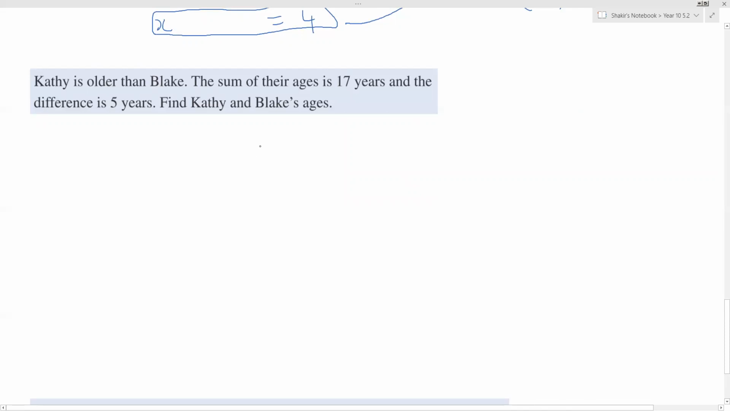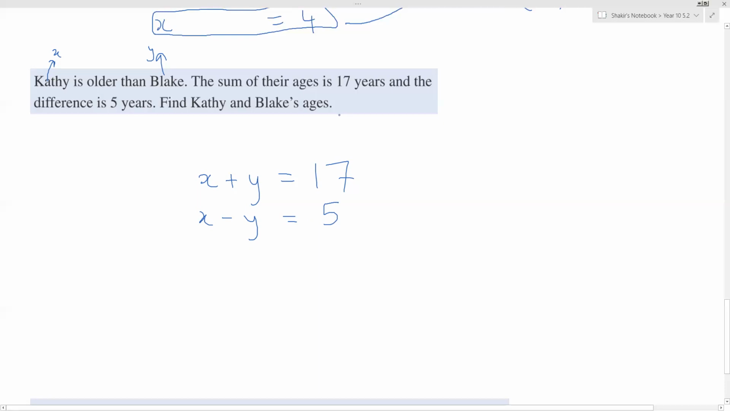Kathy is older than Blake. The sum of their ages is 17 years, and the difference is 5. Find Kathy and Blake's age. Okay, so the age of Kathy, I'm going to call this X. That's Kathy's age. And Blake's age, I'm going to call Y. So the sum of their ages is 17. X plus Y is 17. All right. And the difference is 5 years. Now, Kathy is older than Blake. So X minus Y. Kathy's older. X is older. X is more. I'm going to put it first. X minus Y is going to give me 5.